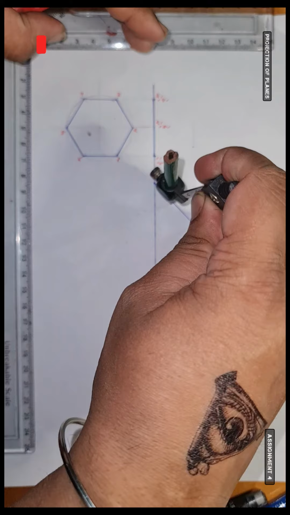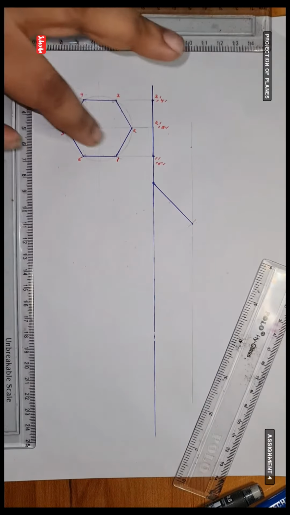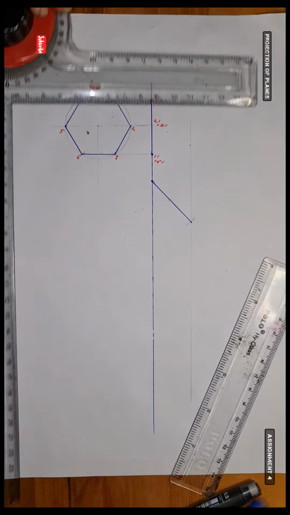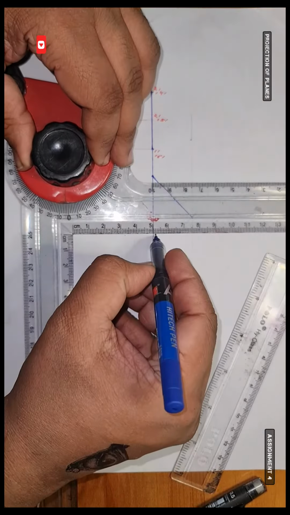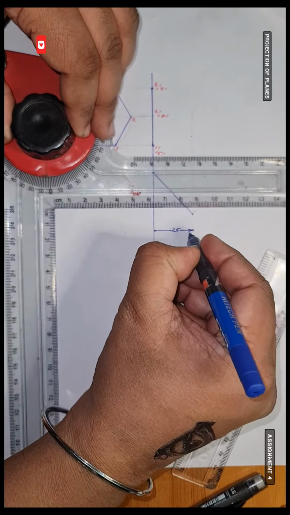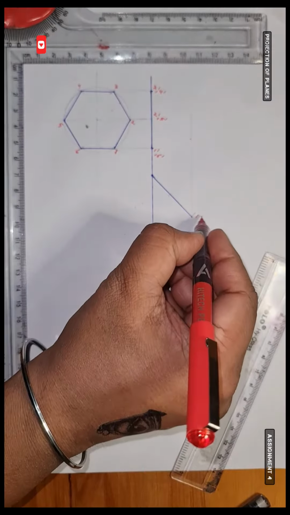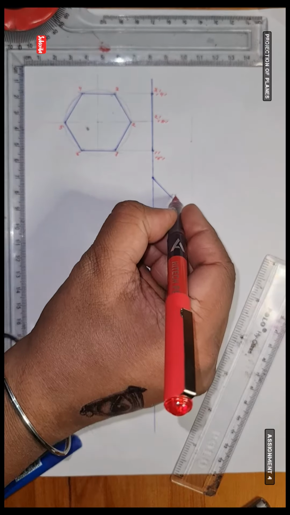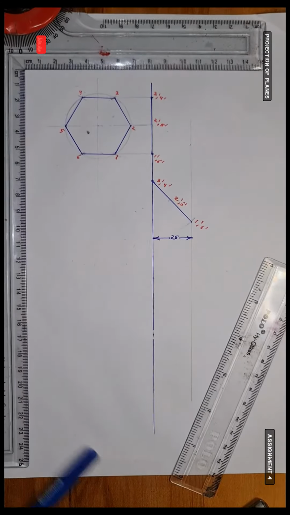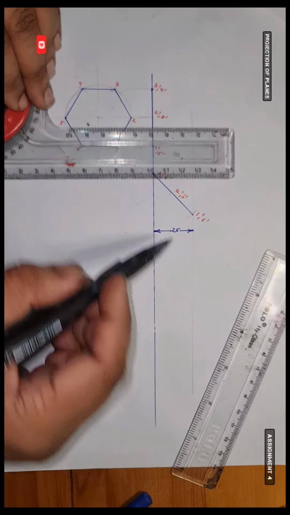Now you have raised the front view so that this line will be at 25 mm height from the ground. This height is 25 mm. This is 25 mm height from the ground. So mark the points like this is 1 dash comma 6 dash, this is 2 dash comma 5 dash, this is 3 dash comma 4 dash. So now you have to generate the top view.